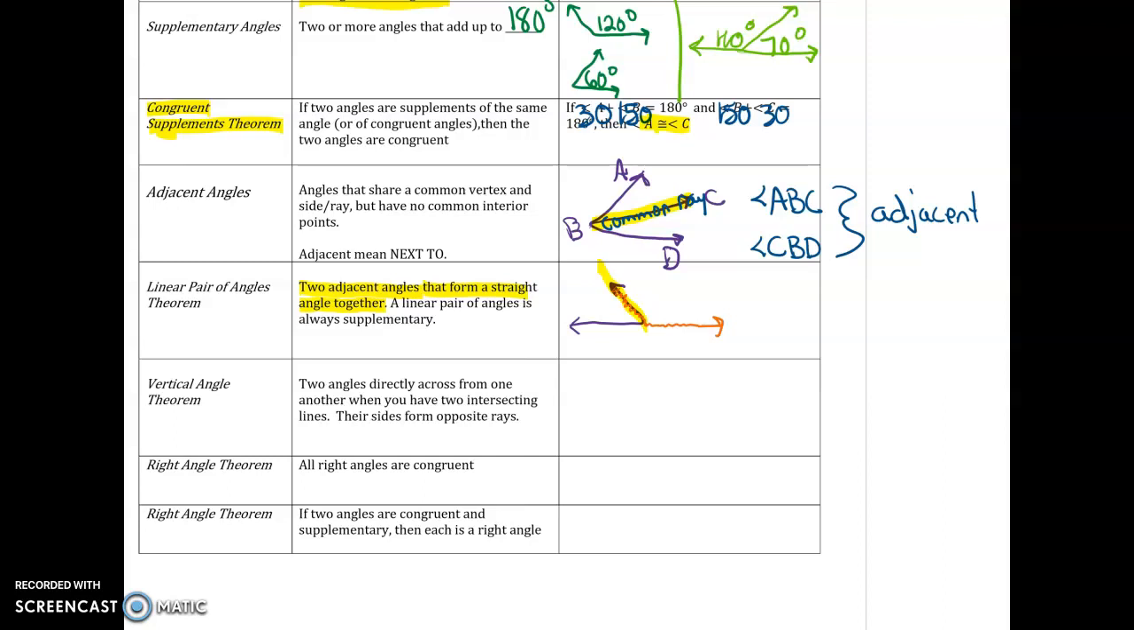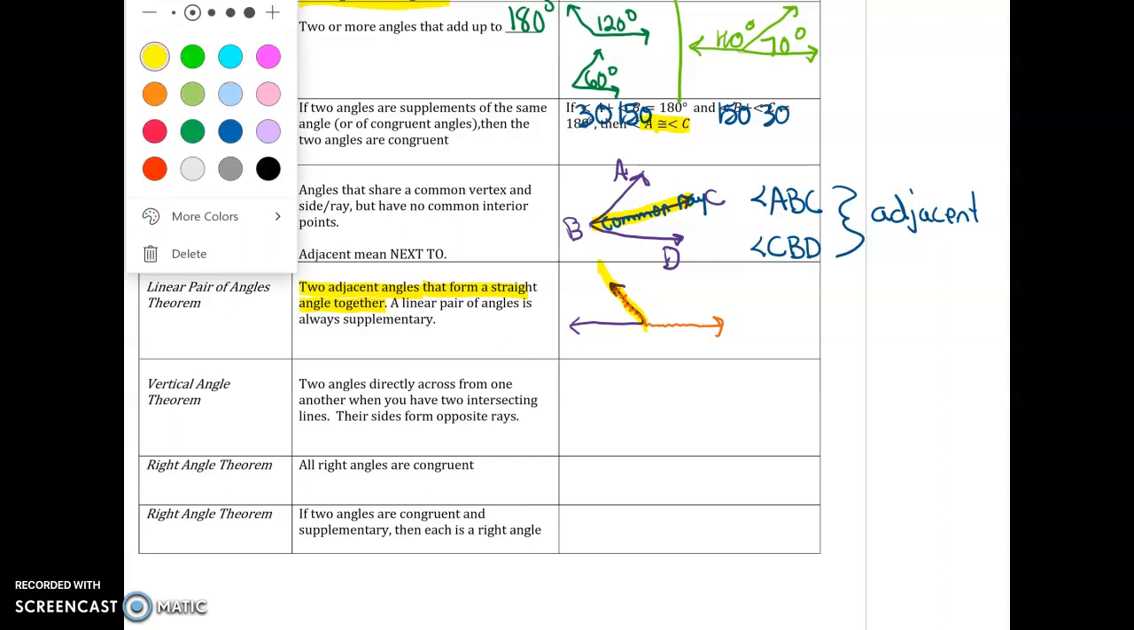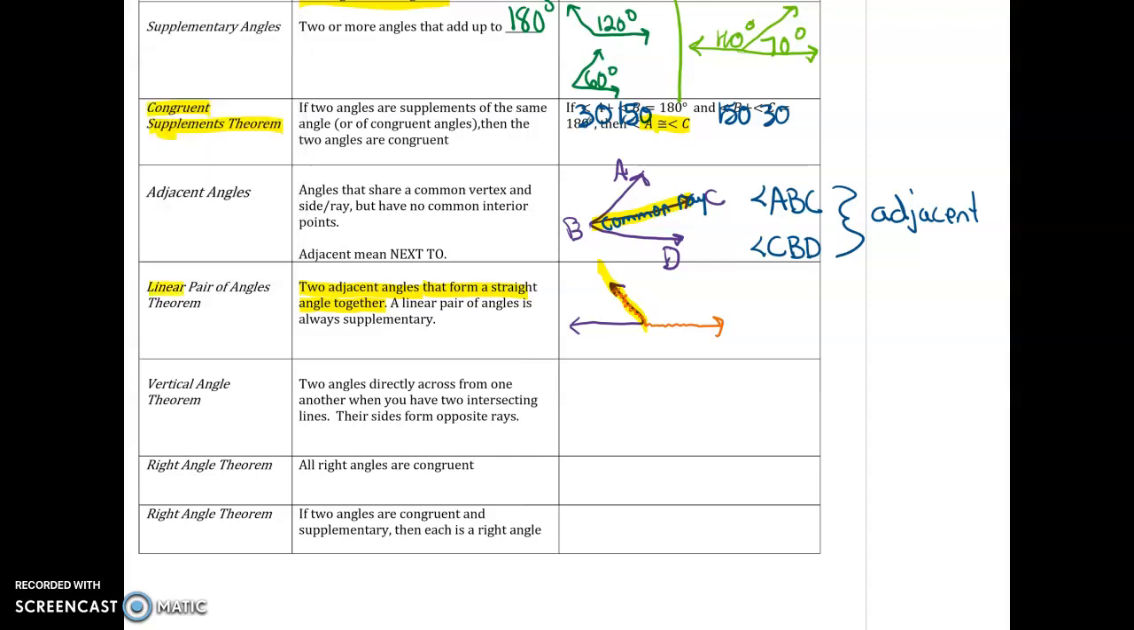And so think of linear pair, think of that word linear as being a line. So two angles right next to each other, and basically they make a line, but they're also supplementary because a line or a straight angle is 180 degrees. So in this case, I'm going to show you another way we're going to start to label angles. Instead of using A, B, C, and C, B, D, we can use numbers inside of them, and I could say angle 1 plus angle 2 equals 180 degrees.